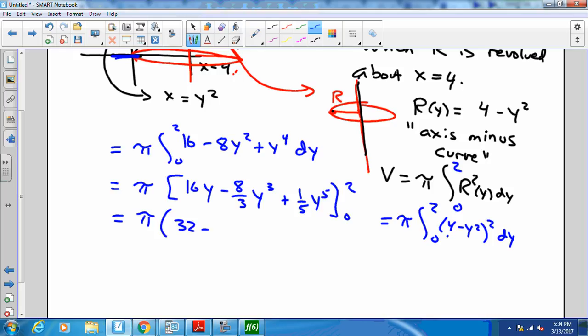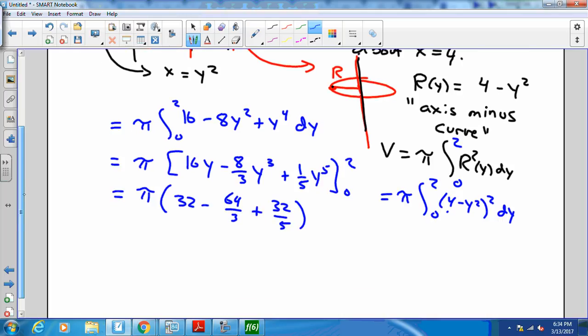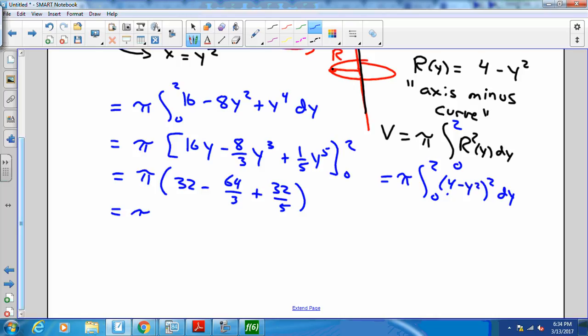Wow, that was bad. Let me try again. So we go for the antiderivative, and we get 16y minus 8/3 y cubed plus 1/5 of y to the 5th from 0 to 2, which is pi times 32 minus 64/3 plus 32/5. If we are really ambitious, and since we're sitting at home on a snow day and we've got very little else to do, we can afford to be a little bit ambitious. We can go ahead and combine with common denominators, but it's a pain.